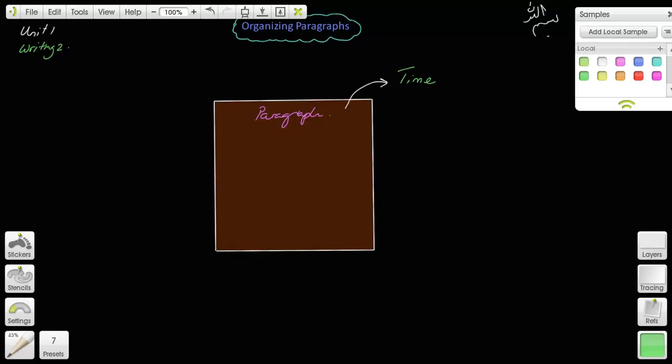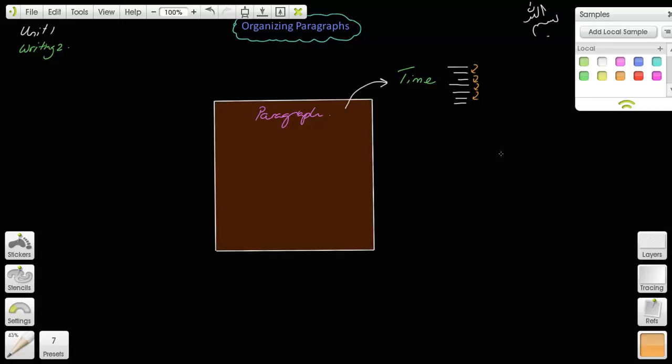For example, somebody who's writing an autobiography may start out in a linear way. Okay, first I was born on such a date, blah, blah, blah. When I was 2 years old, I did this. When I was 10 years old, this is what happened. And so the paragraph or the essay is organized based on time. So time flows like this, okay? So that's one way of organizing.